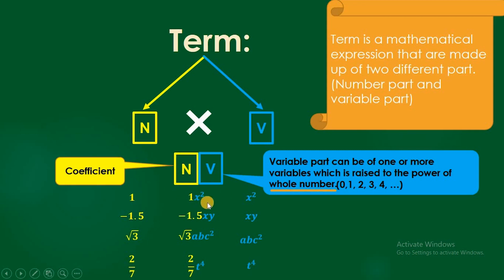Therefore this whole expression is a term. And minus 1.5xy, again here the power of the variable x is 1 and y is also 1, and 1 is a whole number, therefore it is a term. Similarly, root 3abc square, power of a is 1, power of b is 1, and power of c is 2, and 1 and 2 are whole numbers, therefore it is a term. And 2 by 7 is a number, here t raised to the power 4, again 4 is a whole number, therefore 2 by 7 t raised to the power 4 is a term.